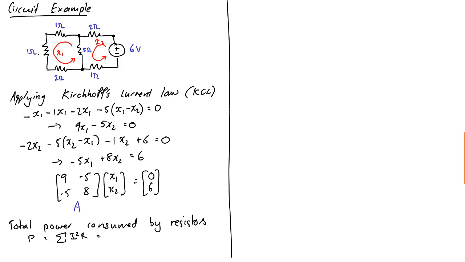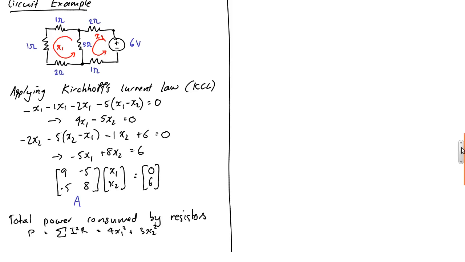Okay, so we're going to look at each resistor individually, but we'll combine the 1 and the 2 together because they're equivalent. We get 4x1 squared. That deals with these three together. Plus 3x2 squared. That deals with these two. Just lumping them together because they're just independently standing in the same circuits. And finally, with that 5 ohm resistor, we get 5 times (x1 minus x2) squared.